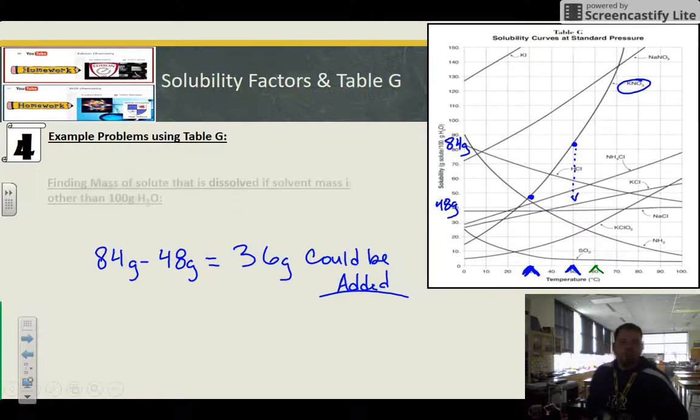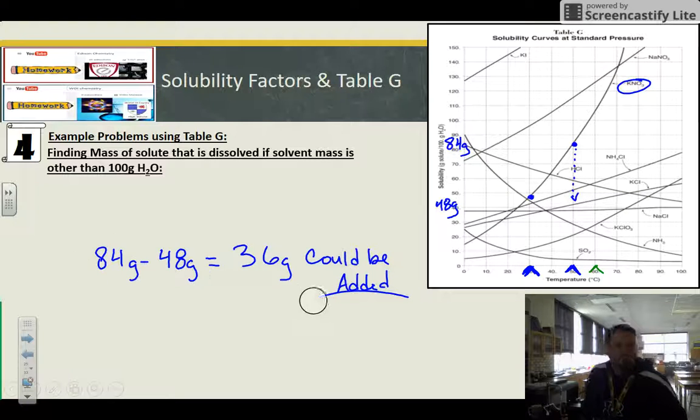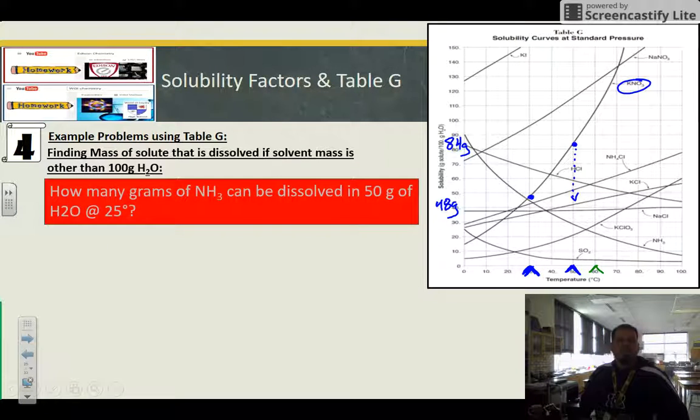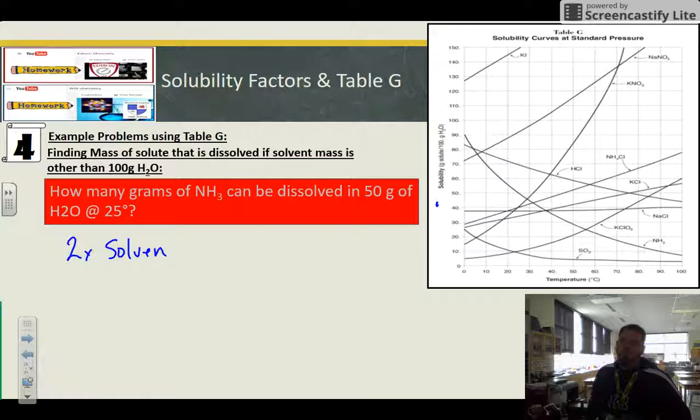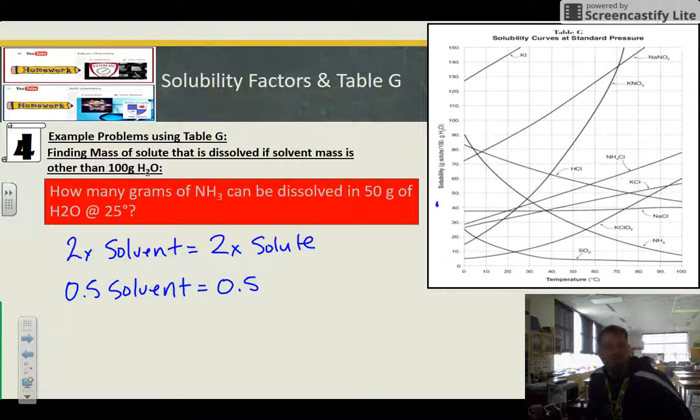All right, good. Phone a friend. I think we've got to be about done here. Find the mass of solute that's dissolved if the solvent mass is other than 100. So I went 50 grams this time, because I wanted to show both ways. Let me drop some logic on you, son. All right, drop me some logic. Well, if I double the amount of the solvent, I can put in how much more solute? Double the solute. Well, what happens if I halve the amount of solvent? Well, it's a 1-to-1 ratio here. Yeah, I'm going to halve the amount of solute that I can do. So first, let's find out how many I can get in 100 grams, and then we'll go from there.